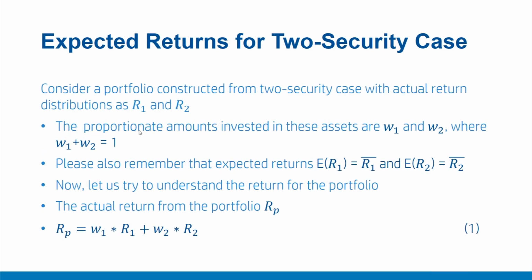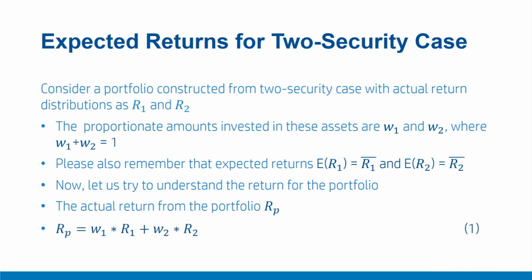Let us consider a portfolio of two securities where the actual returns from the two securities are R1 and R2. Also, if the proportionate weights or amounts invested in these securities are W1 and W2, then W1 plus W2 equal to 1, because the entire amount is invested in the portfolio, so the summation of all the weights has to be 1. We already know that expected return on security 1, ER1, equal to R1 bar, and expected return on security 2, ER2, is R2 bar.